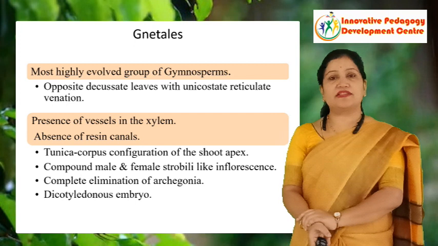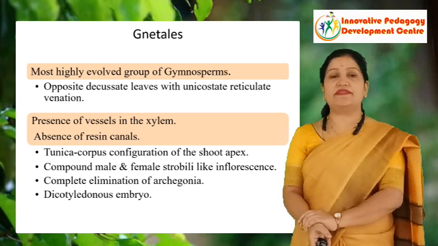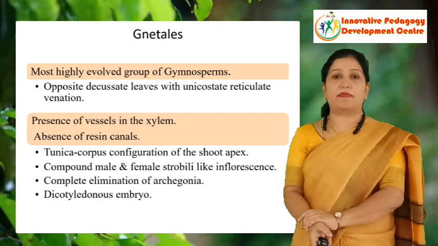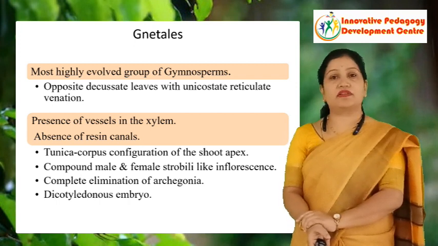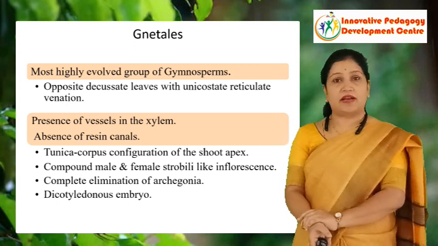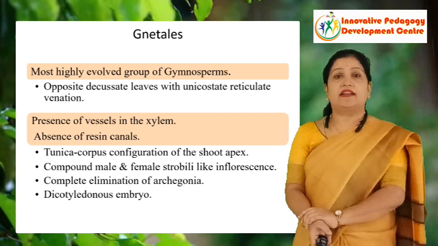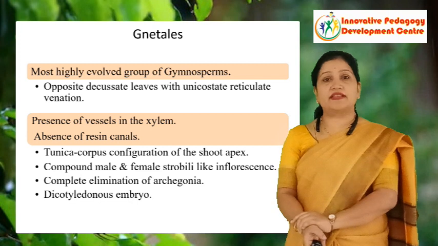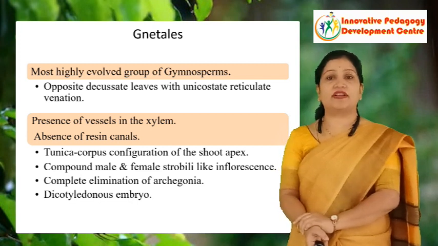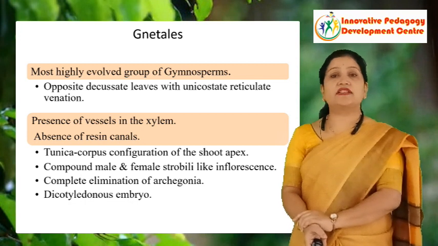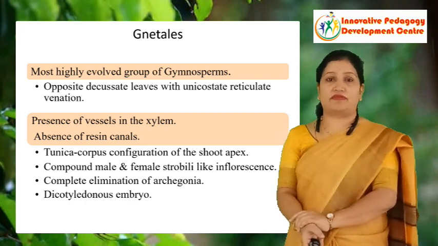It shows presence of the opposite decussate leaves, and this is a very important feature. You will have to remember that it shows the presence of the vessels in the xylem, because in the rest of the gymnosperm the vessels are not found, they are present in the Gnetales. Then there is absence of the resin canal, which we have discussed in the Pinus or the conifers have that particular feature, but here the presence of the resin canal is not found.